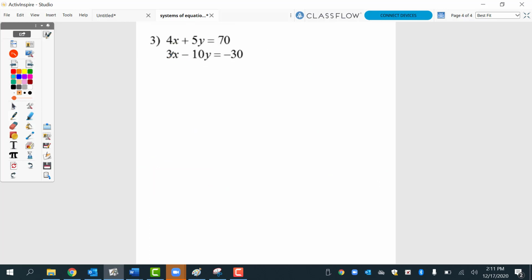The next one, oh boy. Now on this one, neither of the equations are solved for y, so I have to do that first. I'm going to write the first equation over here, and you have to solve for y. And I'm going to write the other one over here: 3x minus 10y equals negative 30. Then you just have to solve these equations for y.